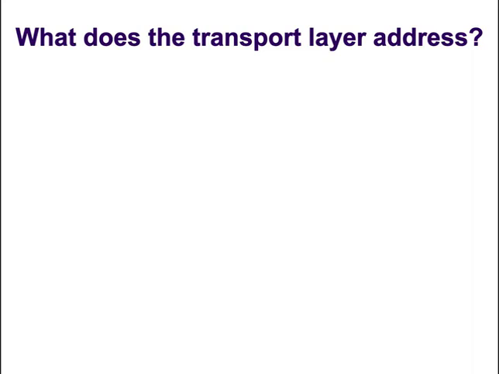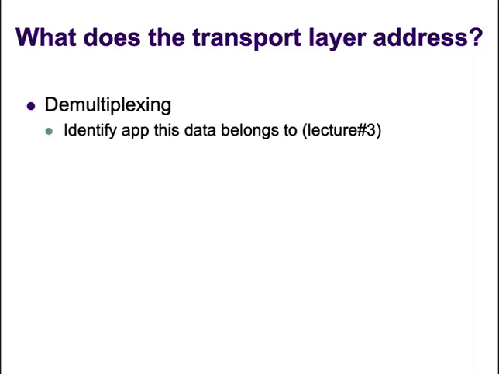Okay, the first one was demultiplexing. We always have this as we go up the stack, right? When you receive some data from the other endpoint, you have to know which application this data goes to. So that's the demultiplexing rule. We actually touched on this with the idea of ports in lecture number 3.